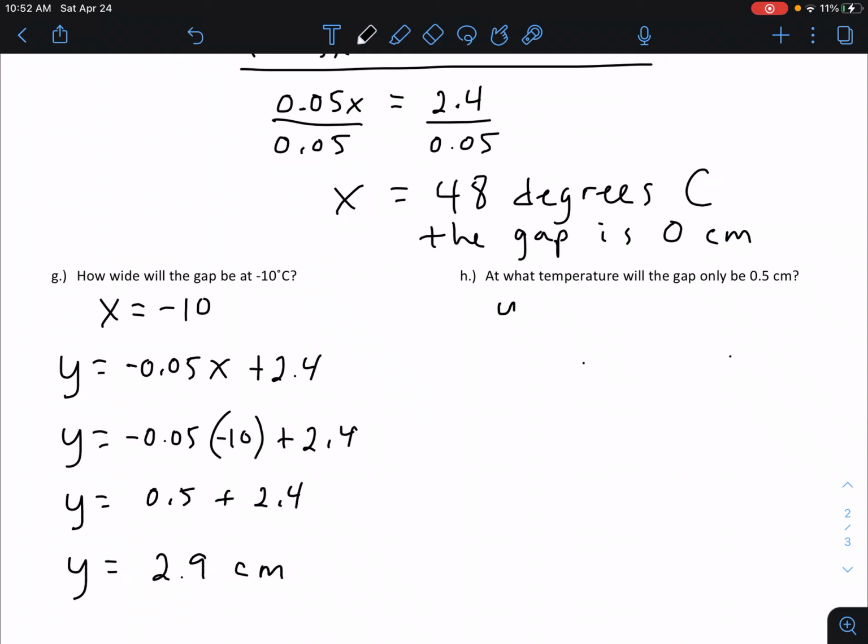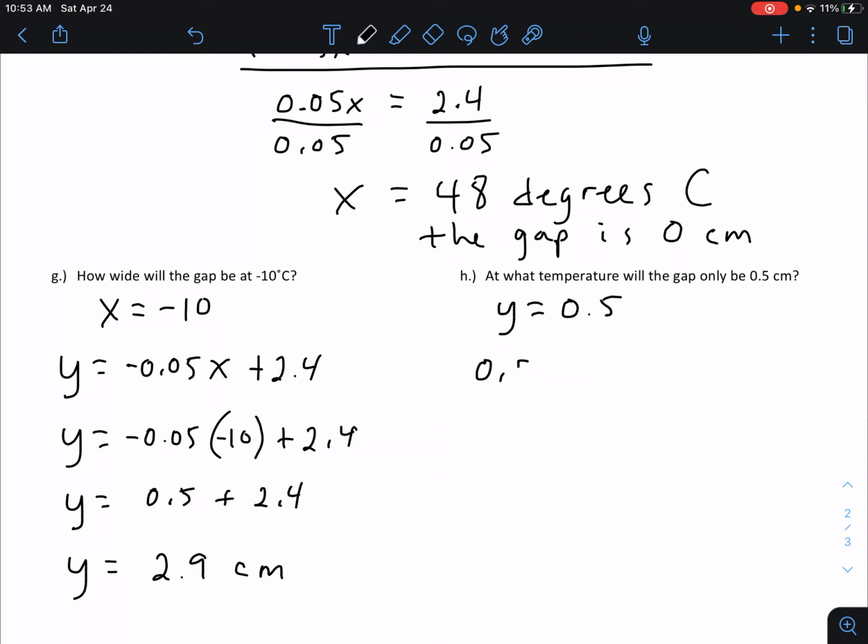All right, and then it says, at what temperature will the gap only be 0.5 centimeters? Well, remember, centimeters is y, so we have 0.5 for y. So I'm going to just plug that into my equation. I'm just going to go ahead and do it right away instead of writing the whole equation out. So I'm going to write 0.05, so that's my y, equals negative 0. Wait a minute, I wrote the wrong number. I got to redo that. Got to be careful.